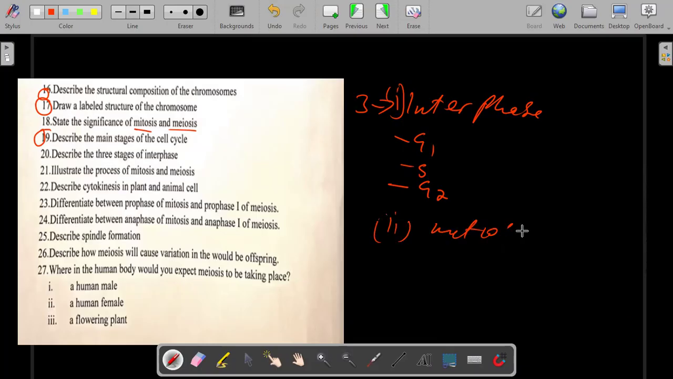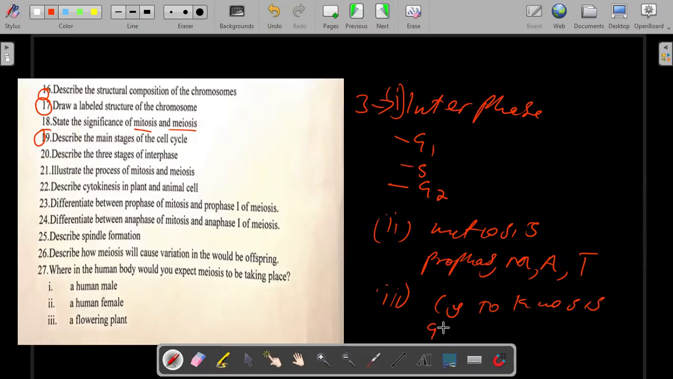And you know what mitosis is going to be composed of. Mitosis is going to be composed of prophase, metaphase, anaphase, and telophase. Then the last part, the third part of your cell cycle, is going to be cytokinesis. Then the cell will go to your G0, which is the resting phase. So these are the stages of the cell cycle.